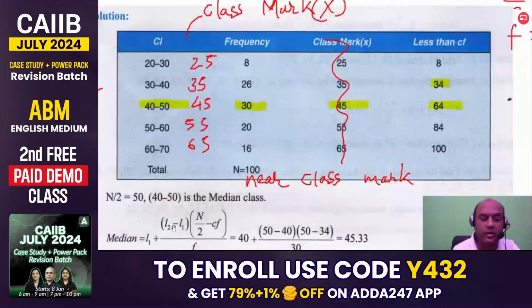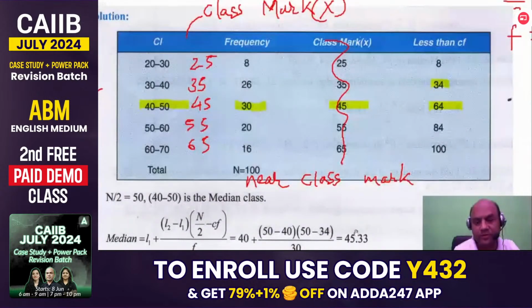Okay. So L1 plus, L1 is 40, plus 10 into 50 minus 34, that is 16, upon 30. So you'll get 45.33. Okay, 45.33. So this is your median. Got it? This is how you will find out the median. Remember this formula: L1 plus L2 minus L1 into N upon 2 minus CF upon F.